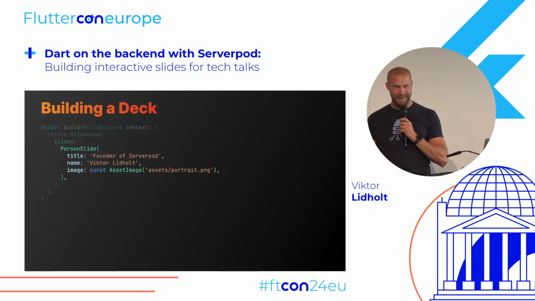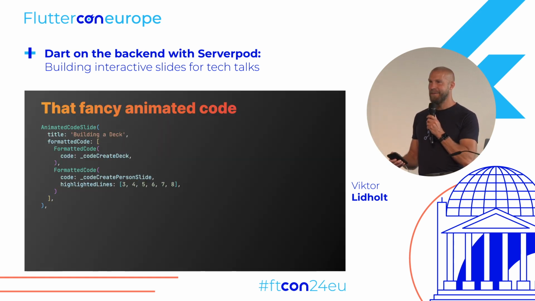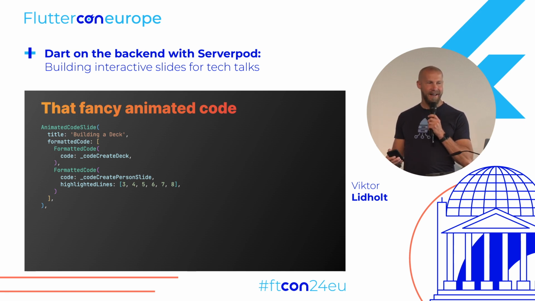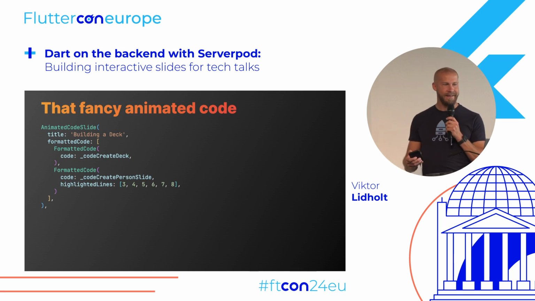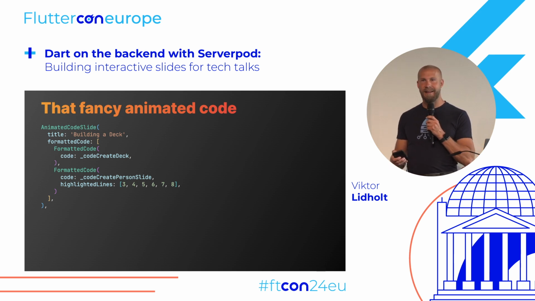So how do we do this with Slick Slides? This is what an animated code slide looks like in Slick Slides. You just add an animated code slide, and you add a title, or the title is optional, I guess, and then you add formatted code blocks, and it will figure out how to animate between those using the same sort of diff as you would with Git, for instance. And then you can highlight certain lines and use different computer languages for syntax highlighting.